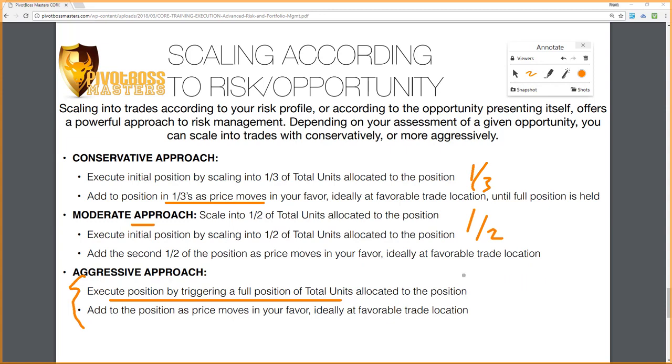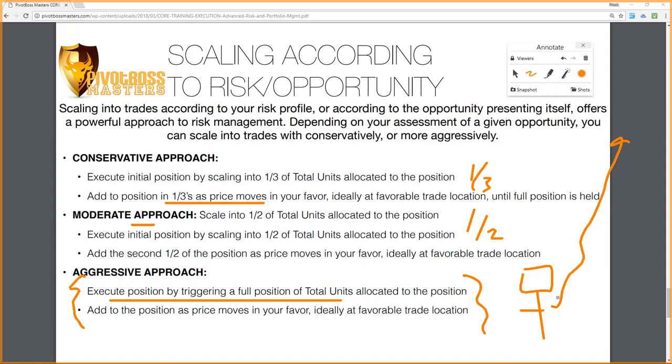So remember, aggressive doesn't mean I'm just going to go willy-nilly into a full position just because I'm an aggressive person, aggressive profile. Instead, what you want is to be aggressive when the opportunity to be aggressive presents itself. So if the opportunity in the market presents itself to be aggressive, you should be aggressive. But don't just be aggressive because you want to be an aggressive trader. Do it because there's a reason to be aggressive, right?